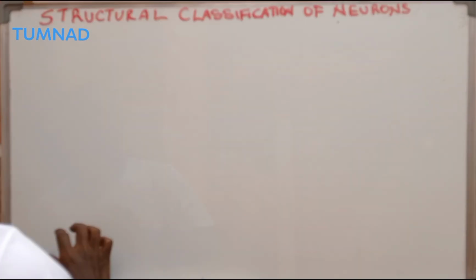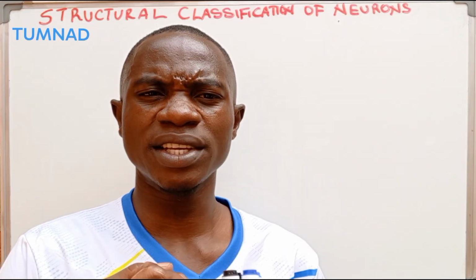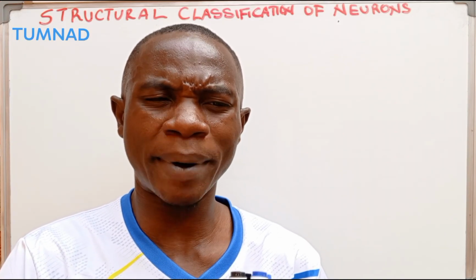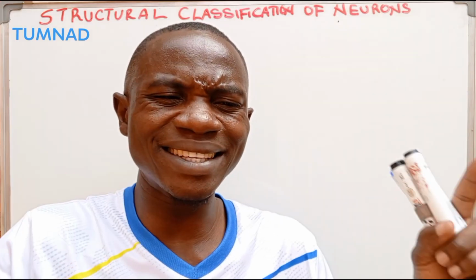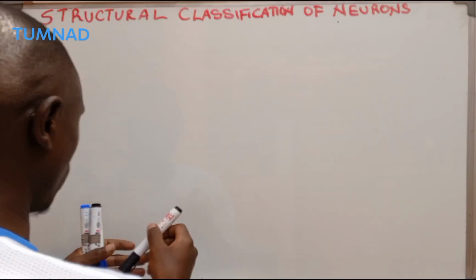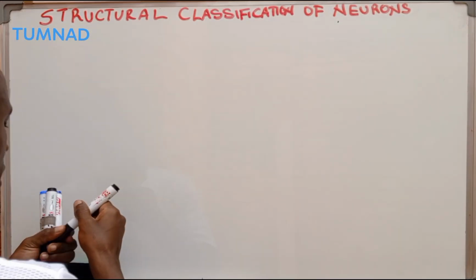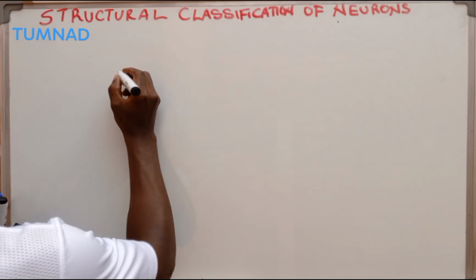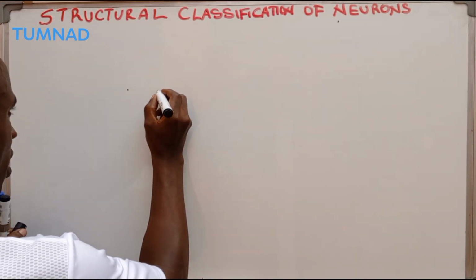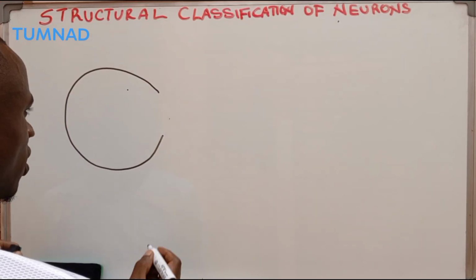Now we have to keep in mind that the typical structure of the neuron consists of the cell body, the dendrite, and then the axon. Those are the three cardinal parts that make up the neuron. Then others are going to be unique depending on the type of neuron that you're drawing. So let's have a look at the classic structure of what we call the motor neuron. We are going to start with what we call the cell body.